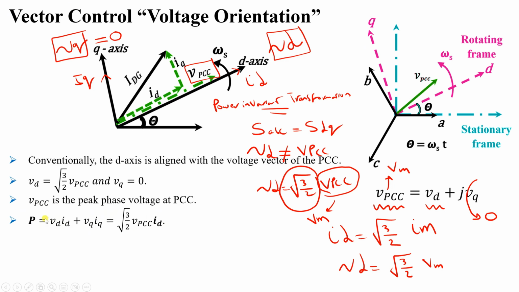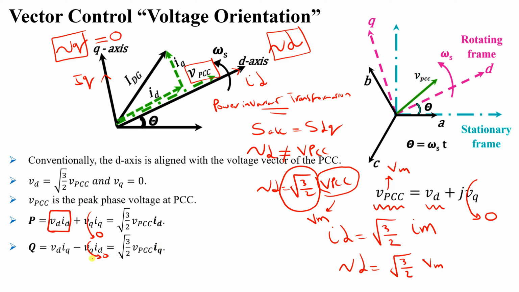Now from this we can get the power equation, which is VDID plus VQIQ, which we proved in the previous example. Here we are talking about VQ equal to 0, then it will be VDID, equal to VD, which is root 3 over 2 VPCC, and ID as it is. For the second equation, for Q, we know that VQ is equal to 0 because the D-axis is oriented on the voltage itself. So it will be root 3 over 2 VPCC IQ.